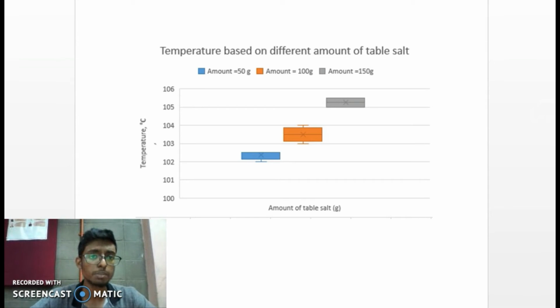This graph shows another method to easily understand our result. So we're using the box plot method.